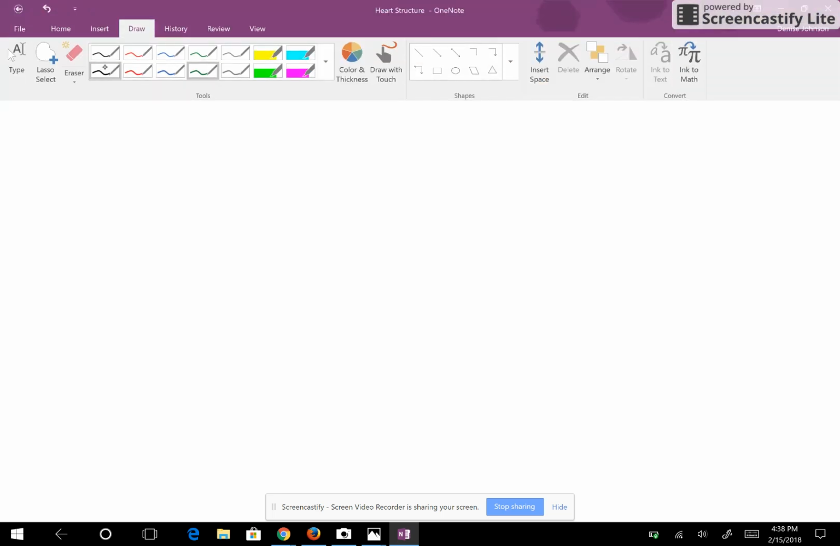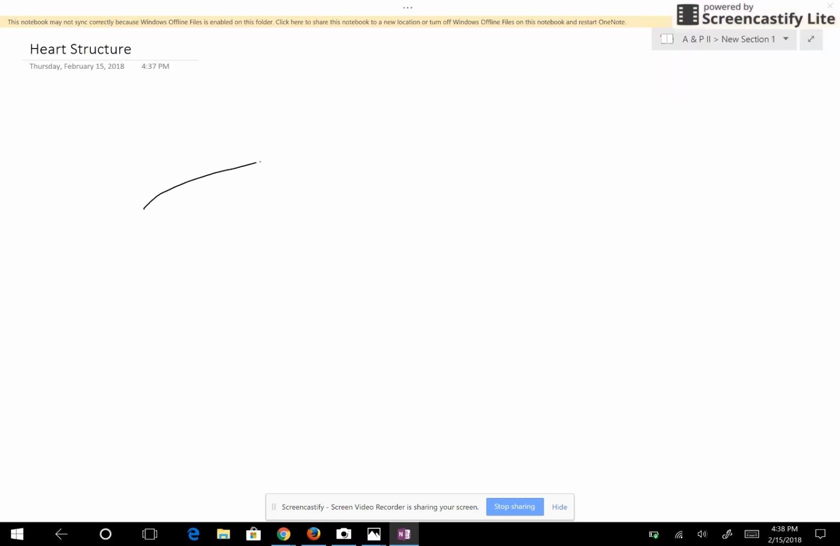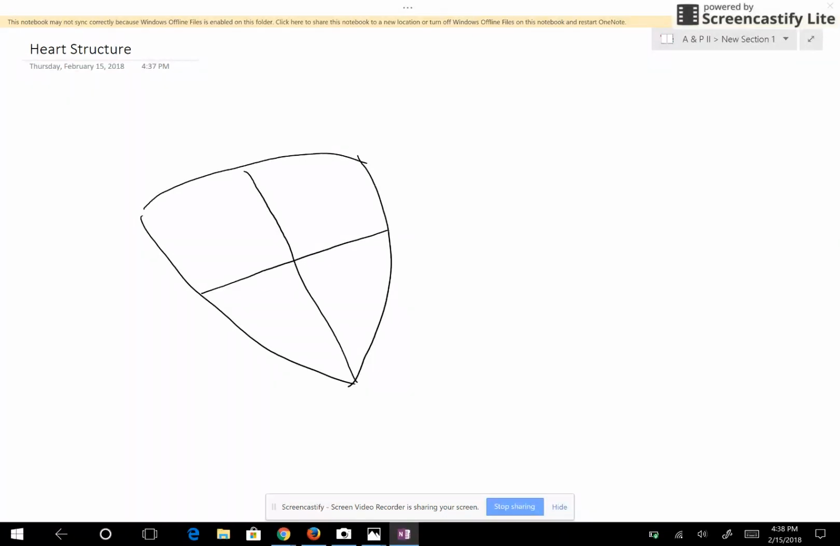Okay, today we're going to look at the heart structure. So we're going to draw a blunt cone. Then we're going to divide it into 4 portions. Remember that this would be the right side of the heart. This is the left side of the heart.